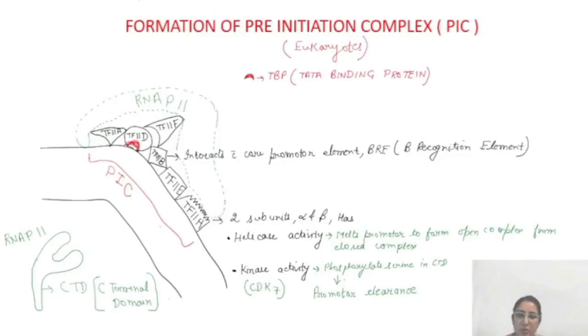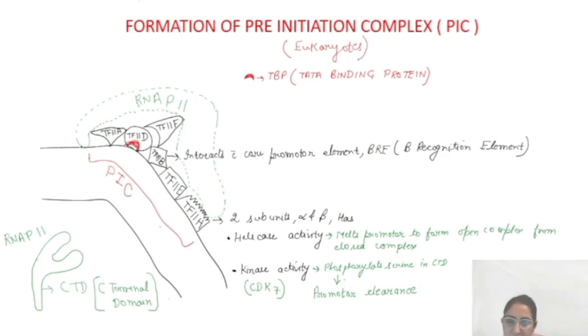So now let's see how the transcription actually occurs. For the transcription to occur, the first and foremost thing is the formation of the pre-initiation complex. See, we have already seen DNA is in the form of a double-stranded molecule.